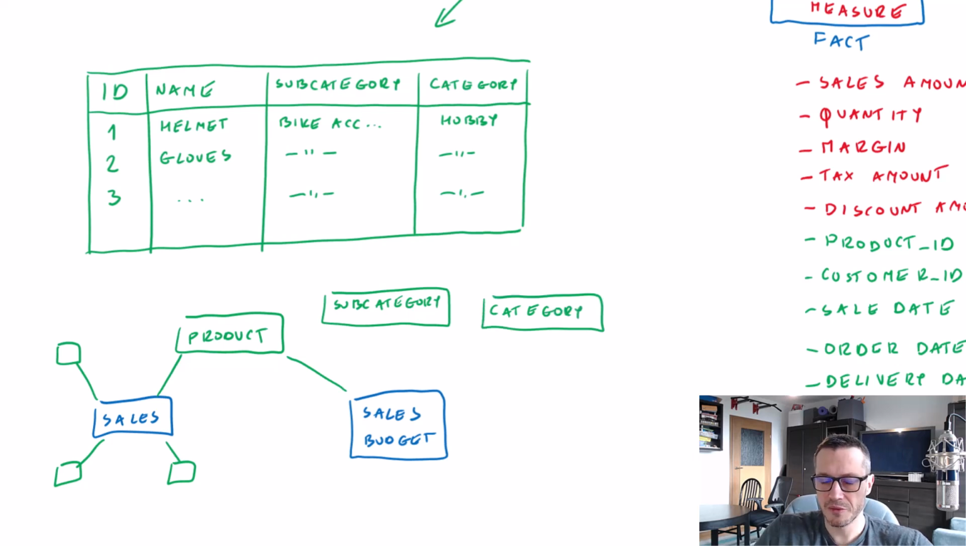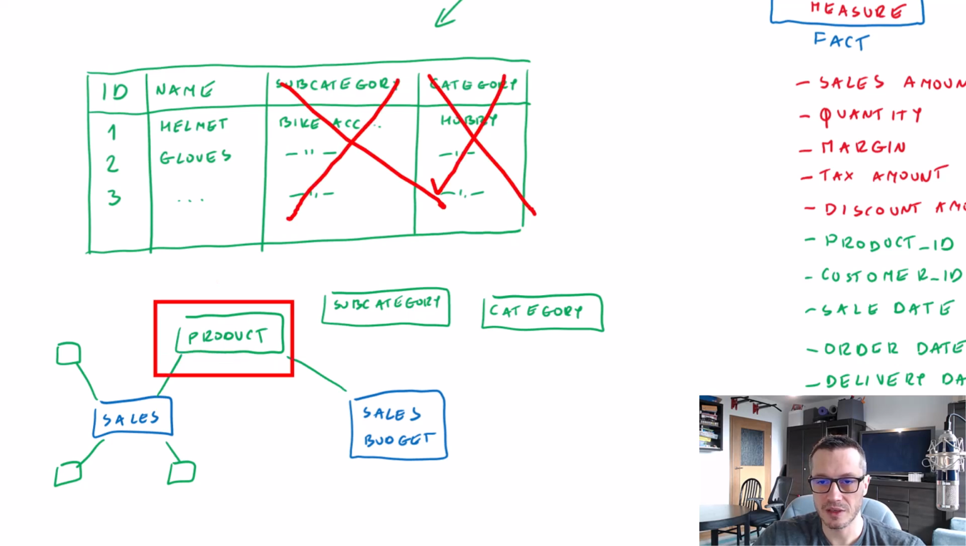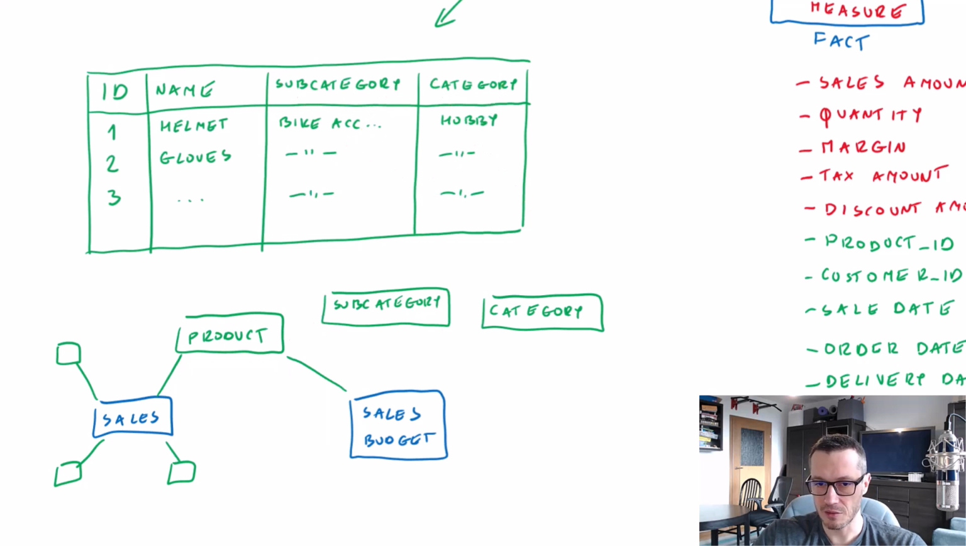Like so. And obviously, in our product dimension, we would remove this data because it no longer belongs to the product dimension. Instead, we would add to a product dimension a value indicating which subcategory it belongs to. Then in our subcategory, we would have data about subcategory, like its name and so on, and information about the category and so on. So our design would no longer contain this direct link from sales budget to product.